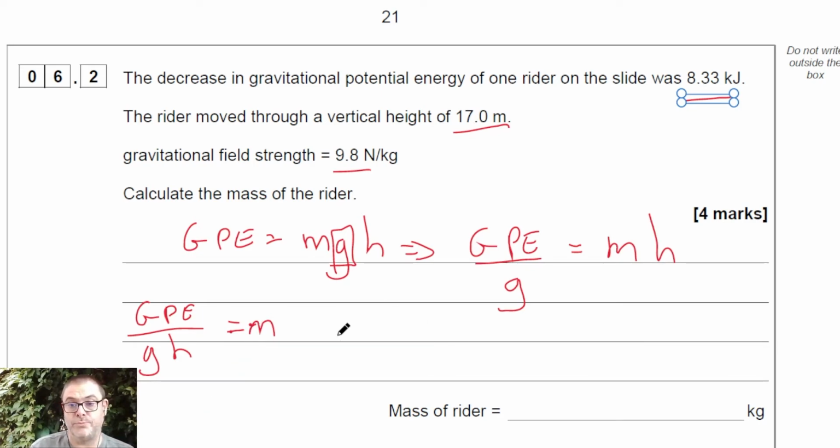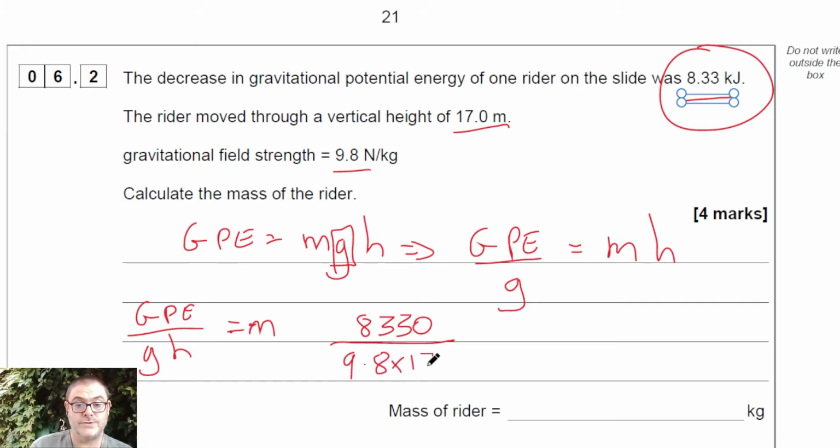Now it's just a question of putting in the numbers. For the GPE, that was 8.33, but beware, this is a trap, it's kilojoules, so you have to multiply it by 1,000, because that's what the k means. So it's 8330. Now we're dividing it by 9.8 for g times the h of 17. When you put that jolly lot into your calculator, you get 50 kilograms, which is probably a good mass for a year 7 kid, year 6, that sort of age. So this is a good figure.